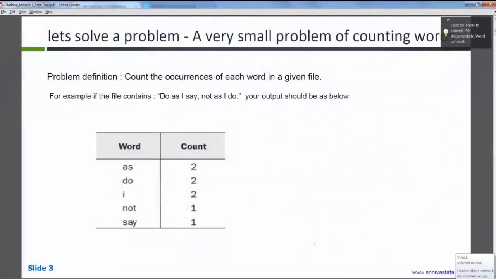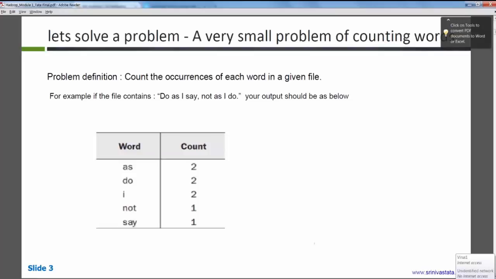Here I have written, let us solve a problem, but you are going to solve the problem. A very small problem of counting the words. The problem definition is there. Please read the problem definition there.